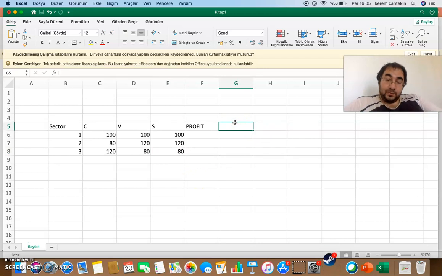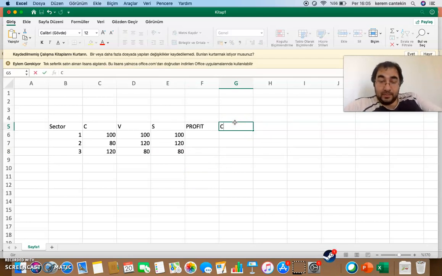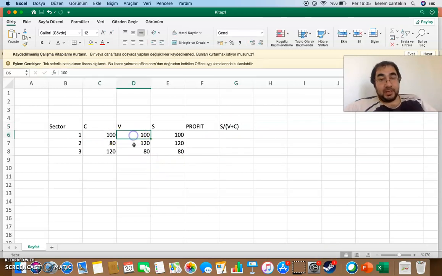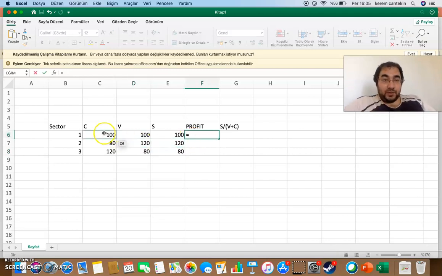So profit is S, the surplus value, that is the amount that is earned, divided by V plus C, which is the value of capital used by each sector. Note that C plus V in each sector is 200, the same. But the surplus value is different in each sector. So in this case, sector 1 will have average profits. So we divide S by C plus V.